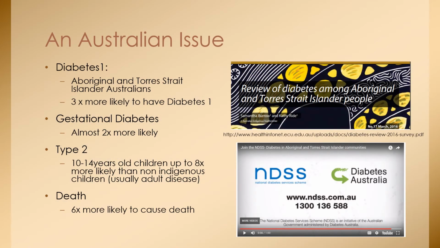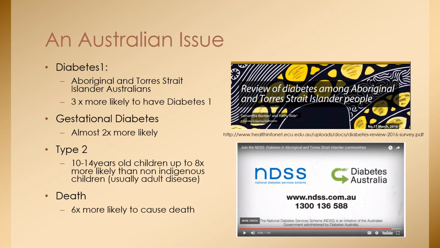Really important to note that this is a very, very big Australian issue. It's particularly prevalent in our Aboriginal and Torres Strait Islander people. People of Aboriginal and Torres Strait Islander descent are 3 times more likely to have diabetes type 1. They're twice as likely to have gestational diabetes, so that's diabetes when you're pregnant. And even kids aged 10 to 14 are up to 8 times more likely than non-Indigenous children to have type 2 diabetes, which is normally actually an adult disease.